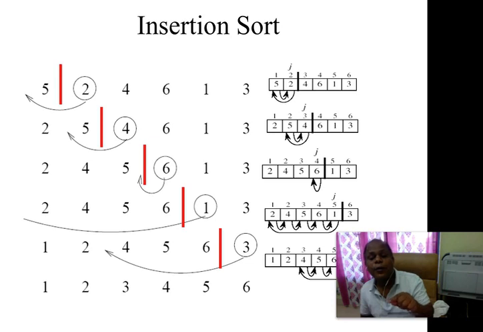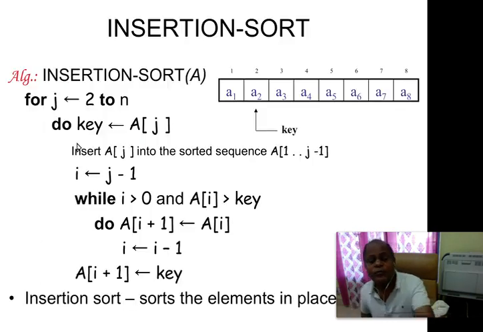Now, 4 will become, again I will be 1. Now 4 and A1 is 2, hence 4 is greater than 2, hence no more to shift, and now the loop will terminate because of A[i] is greater than key. Because i is equal to 1 and A[1] is 2 and your key is 4, hence the loop will terminate at i equal to 1. It is terminating not because i is greater than 0, but rather because A[i] is greater than key. That's why it will come out and A[i+1], A[2], will be key.